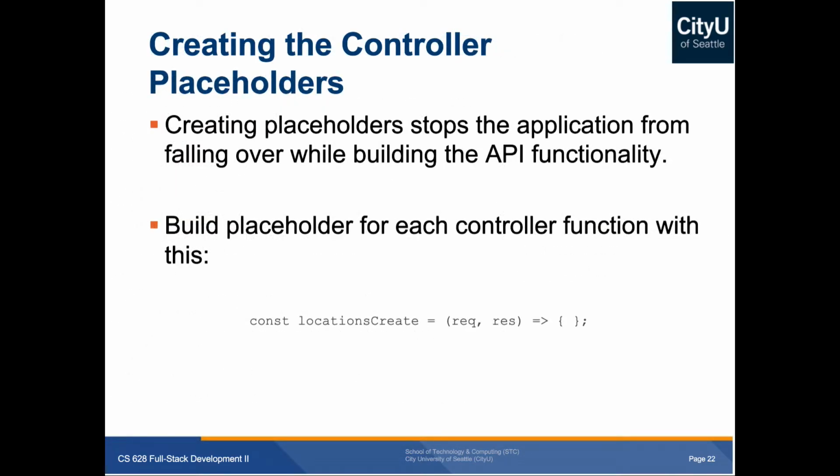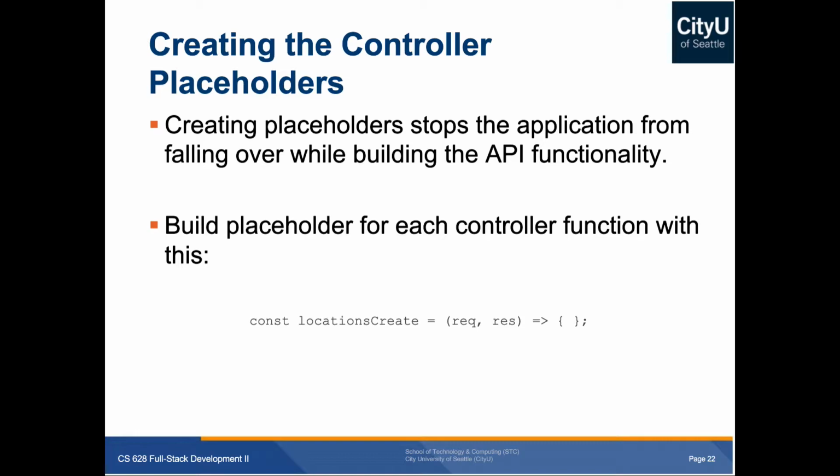Okay, creating placeholders stops the application from failing while building the API functionality. So if it's your first time building a certain API or functionality, you can just create a constant variable name and then an anonymous callback function with request, response, and an empty body. So that's a placeholder, so you can just test it right away.